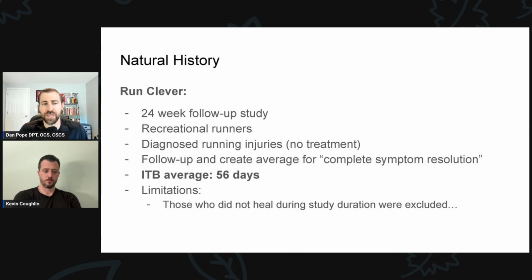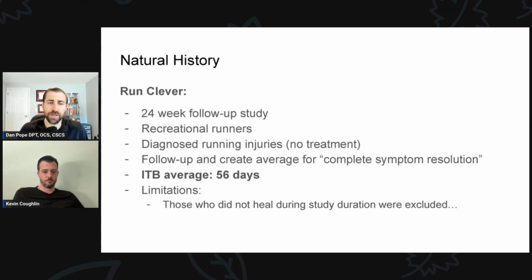One of the major limitations of this study is that those who did not heal during the study duration were excluded. So essentially, if your pain took longer than 24 weeks to resolve, they excluded you from the calculation. So that's a big problem because I know there are some ITB patients that didn't get better over the course of this study and they were excluded. So if they kept those patients and they studied these patients further out, this average would obviously go up. It would take a little bit longer, right?